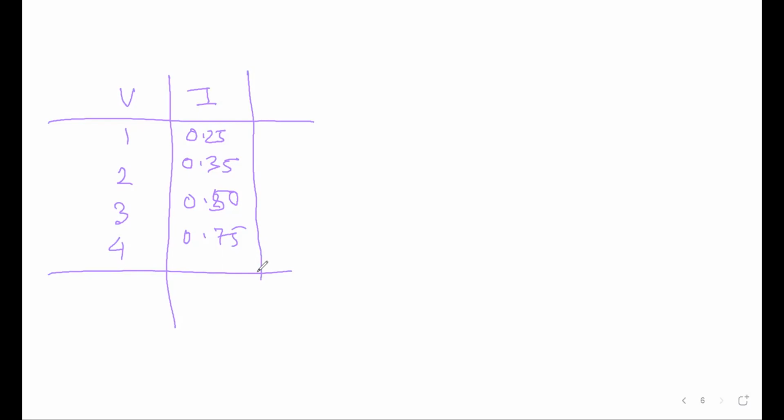That scattered plot will give you some idea about the nature of variation of your data points. You can see that it is increasing with the applied voltage, and it can take the shape of a straight line. If we plot this, for 1 volt, your current is 0.25 ampere, this point. For 2 volts, we obtain a current of 0.35 ampere. For 3 volts, a current something like this, and for 4 volts something like this. You can easily see that it takes the form of a straight line, isn't it?